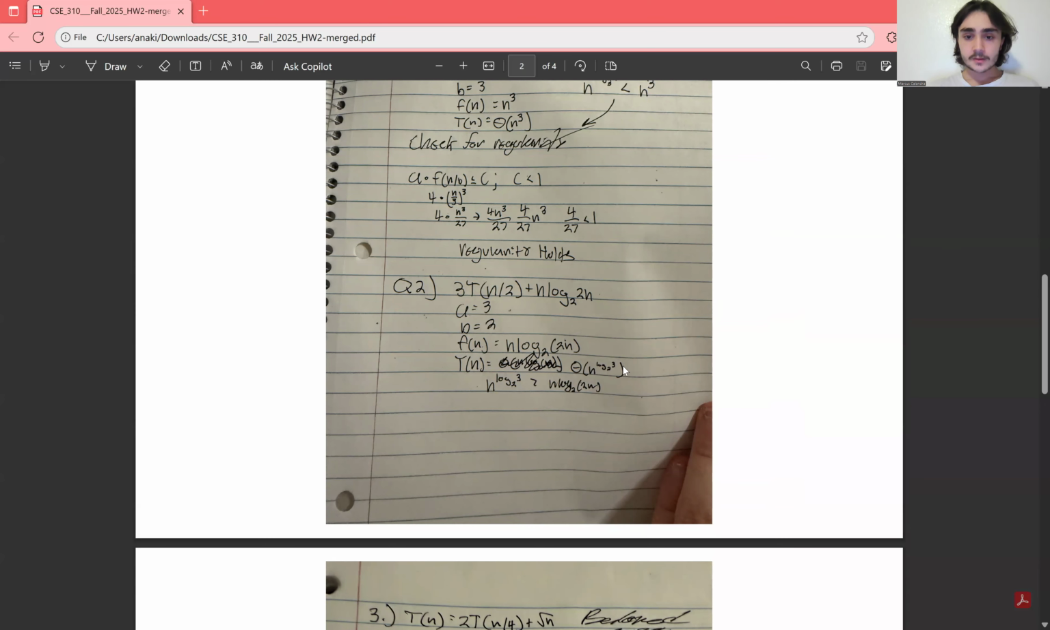And then we just do, oh, I scribbled that out, sorry. But yeah, so n to the power of log base 2 of 3 is bigger than n log base 2 of n. So this one's larger. So then we just plug it in.